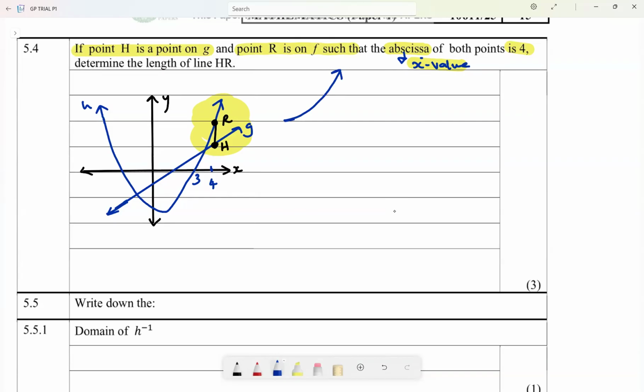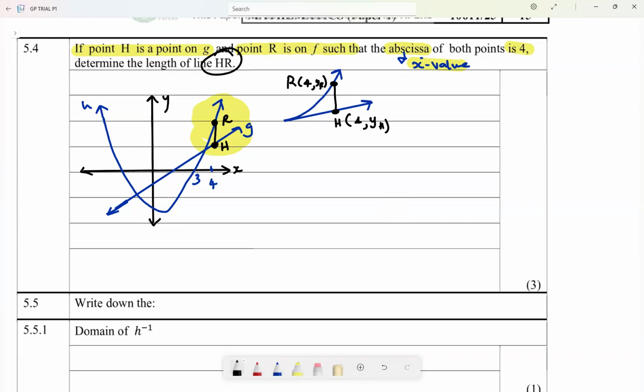When I zoom that in, this will be just a straight line like that, where this is R and this is H. And remember, I know the x coordinate of both of them is 4. Let me call this y of r, and the x coordinate of this is 4, and then y of h. Now what do they want me to calculate?